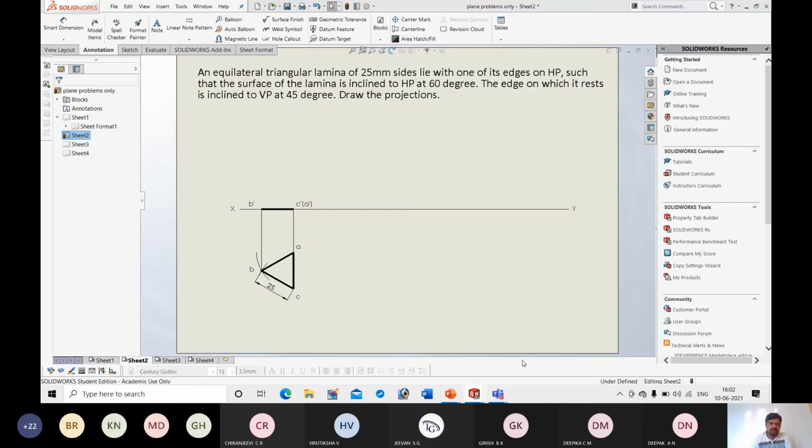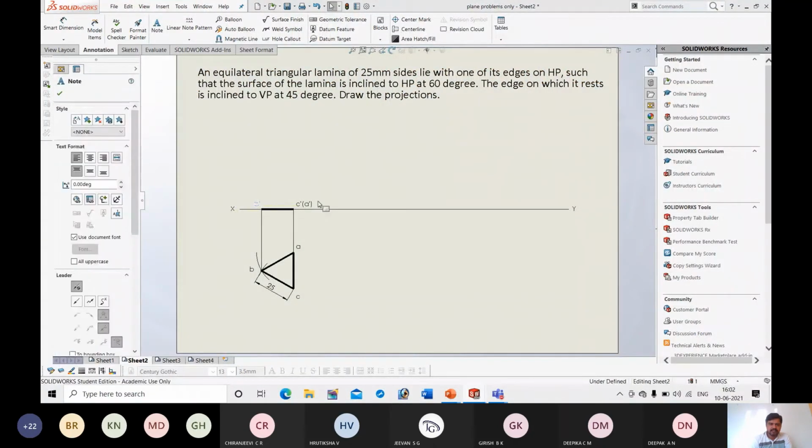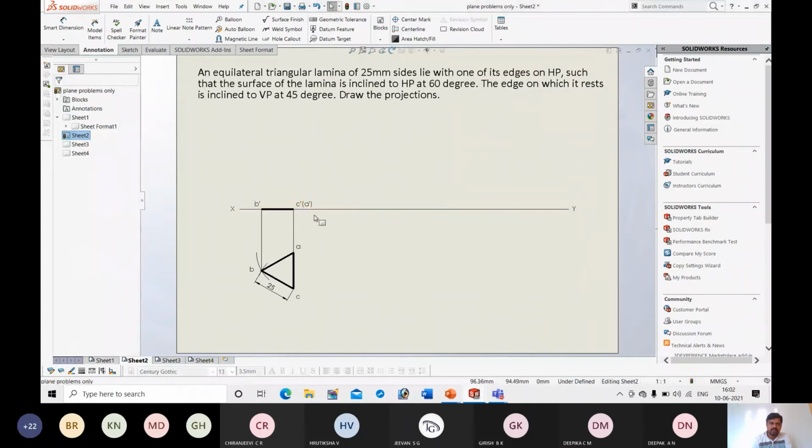Next, you should go for satisfying the first condition. This line B dash, C dash and A dash is the front view. Next, we will consider this front view. This line itself is the representation of the triangular lamina in front. Next, the surface of the lamina is inclined to HP at 60 degrees. This condition we are going to satisfy using this front view.